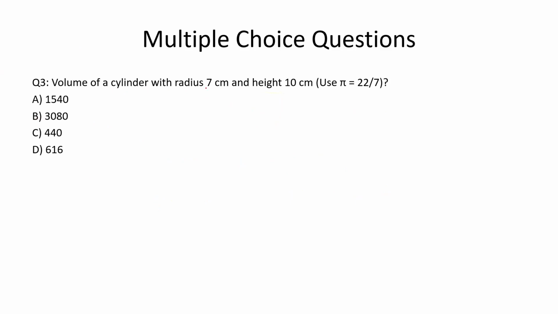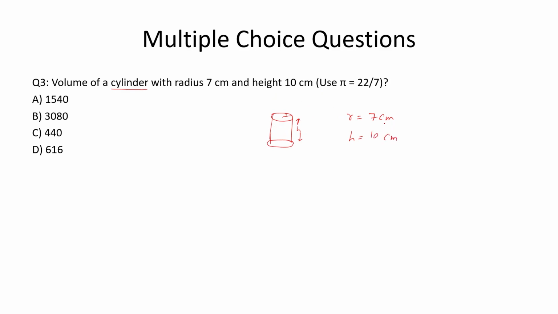Next is the shape cylinder. Volume of a cylinder with radius 7 centimeter and height 10 centimeter. Immediately when you read the word cylinder, that shape should come into your mind, and also the parameters. In a cylinder you have a top circle, a bottom circle, and this is the shape of a cylinder. It is a bit distorted, but roughly that is how a cylinder looks. In a cylinder you have two parameters, radius and height. Radius we generally denote by r, which is 7 centimeter, and height we denote by h, which is 10 centimeter.